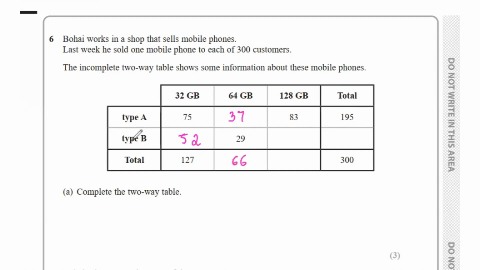Then for the total number of type B, we can subtract 195 from 300, which is 105. For the total number of 128 GB, we can subtract 127 and 66 from 300, which equals 207. And for the 128 GB type B phones, we can subtract 83 from 107, which is 24. So two-way tables are very easy, but some people still struggle and get confused when they see the table. You just have to see what the total is for each row and column and add or subtract depending on what you have to find the missing values.